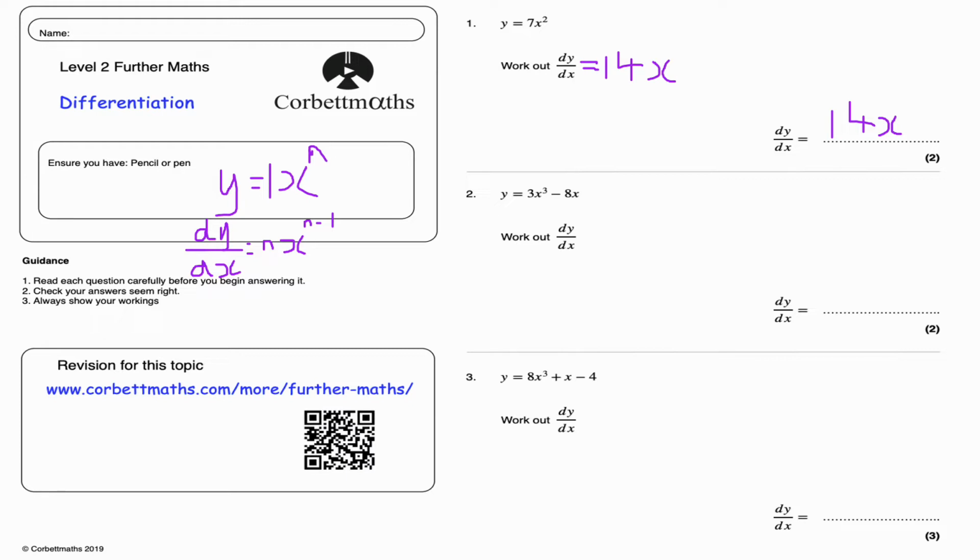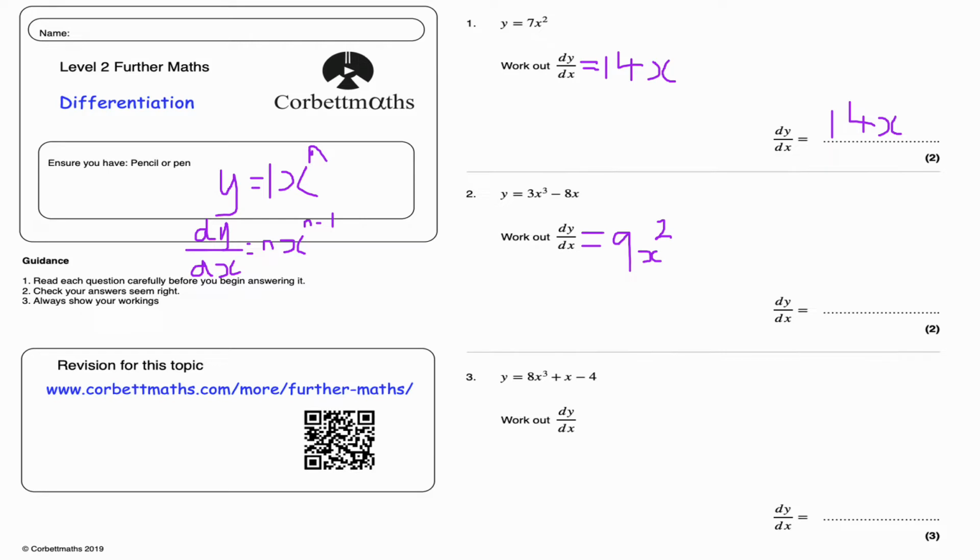Question number 2, guys. y is equal to 3x cubed take away 8x. Work out dy by dx. So differentiating each part separately: 3x cubed, 3 times 3 is 9. Then it becomes x, and the power comes down by 1, so it's 9x squared.